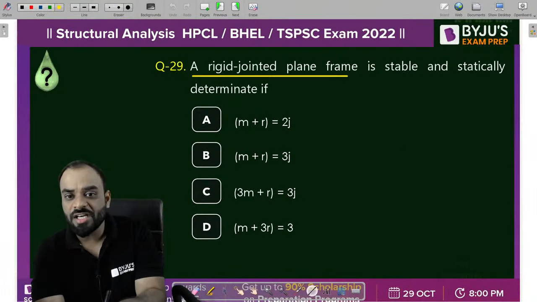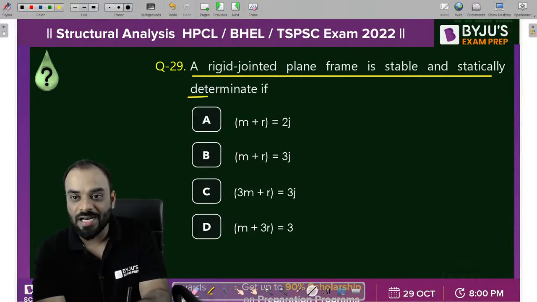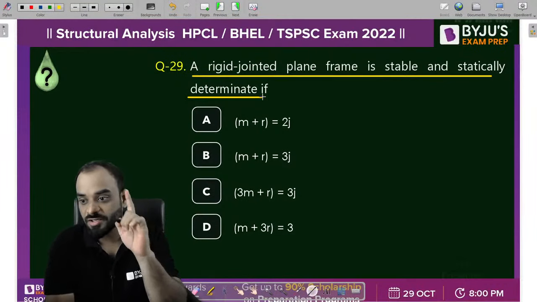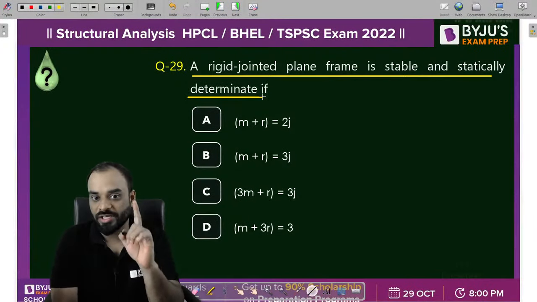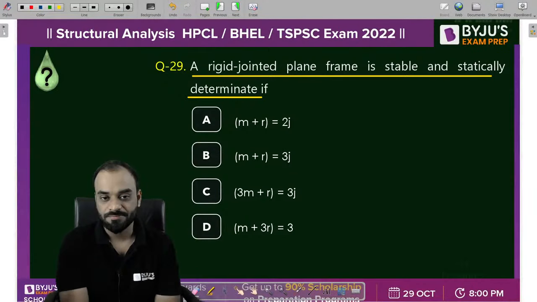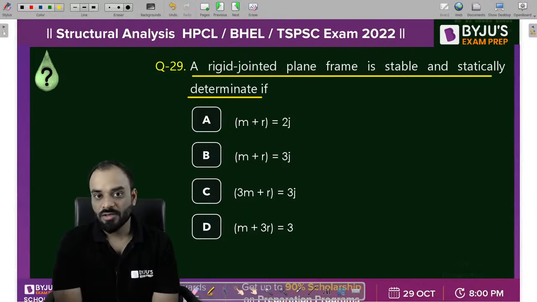Next question in front of you. A rigid jointed plane frame is stable and statically determinate if a rigid jointed, kindly consider rigid jointed structure, not a pin jointed structure. Tell me guys, for a rigid jointed structure, it is statically determinate and stable. When?